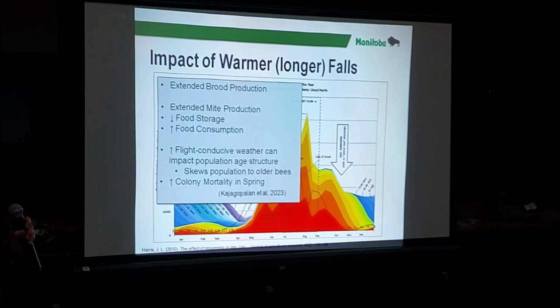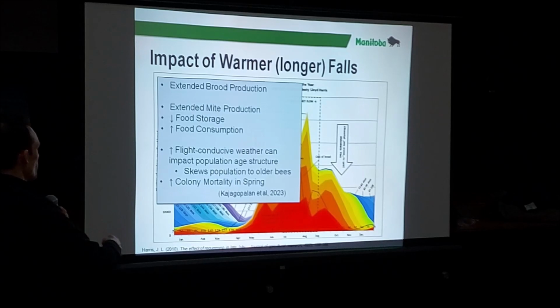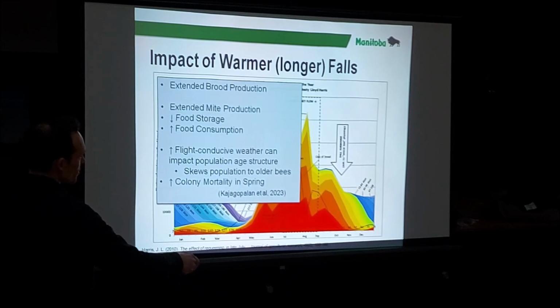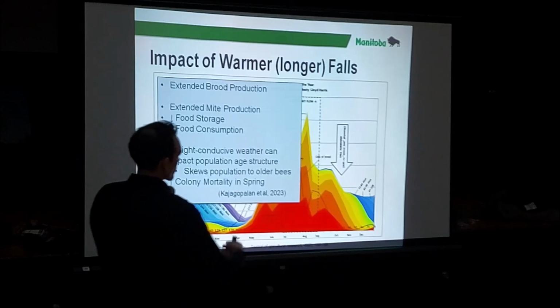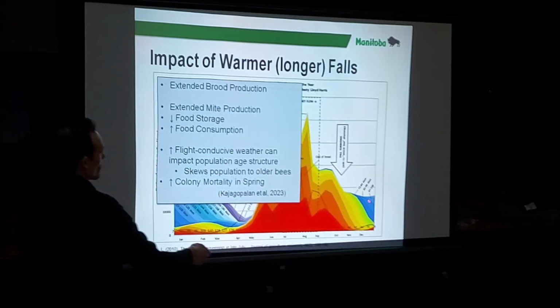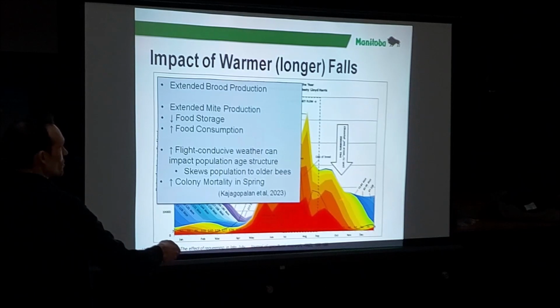which would have implications for the bees going into winter that are much older and not surviving as long, so you basically end up with increased mortality in the spring. What it does is shift these blue colors back this way, so that the bees are aging a lot quicker, and you end up with a lot of these older bees earlier in the fall.